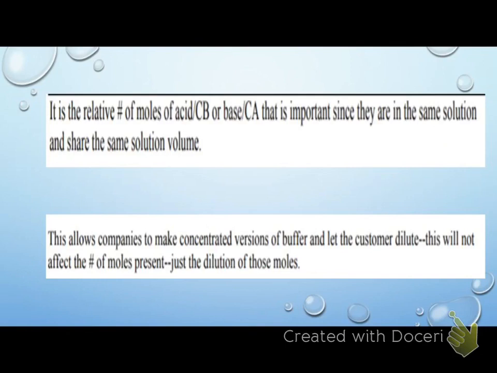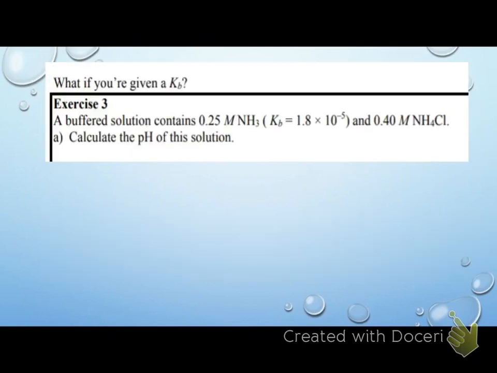Okay. So if your relative number of moles of acid and conjugate base, or base and conjugate acid, that's what's important. So we're going to do exercise 3. Or do you want to try that one on your own? I didn't think so. What time is it? We can't work this problem in 6 minutes. So we're going to stop here.